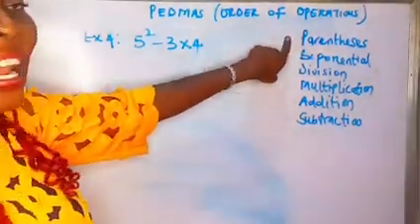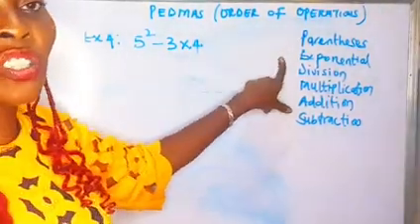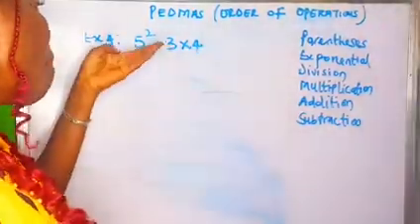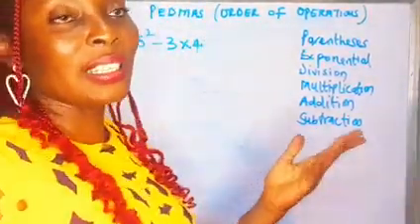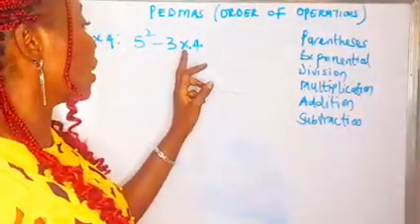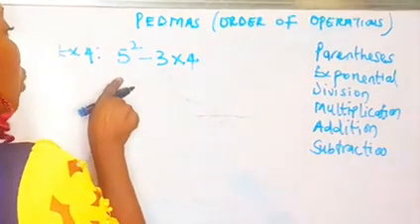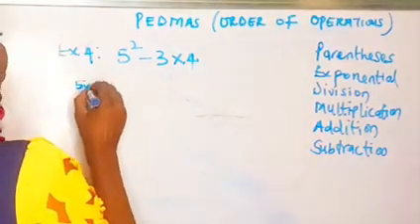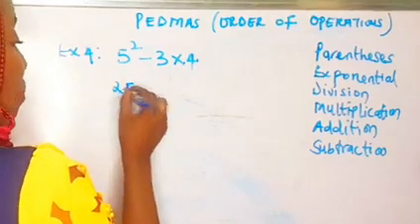Example number 4, 5 raised to the power of 2 minus 3 times 4. Again, we do not have any brackets, which stand for parentheses, but there is an exponential. Exponential means power. This is 5 raised to the power 2, minus 3 times 4. Remember that 5 raised to the power 2 is 5 times 5, and 5 times 5 gives us 25.